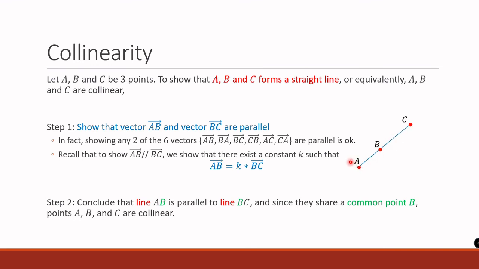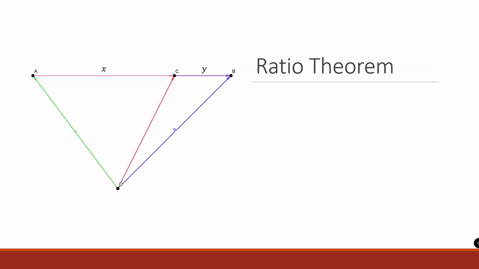Imagine if they don't have a common point. So let's say AB is parallel to BC. Let me try to draw. Let's suppose BC is somewhere here. So AB is parallel to BC, but they don't have any common point. So they don't actually form a straight line. That's why step 2 here is actually quite important. You need to mention that there's a common point. So that's for collinear.